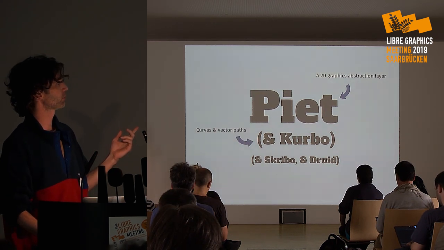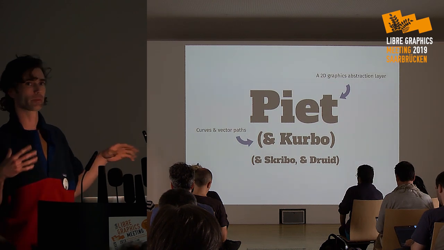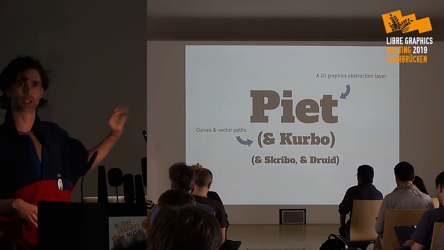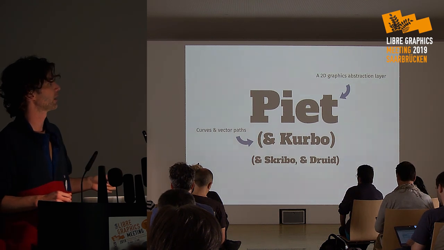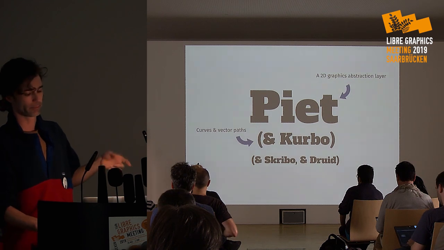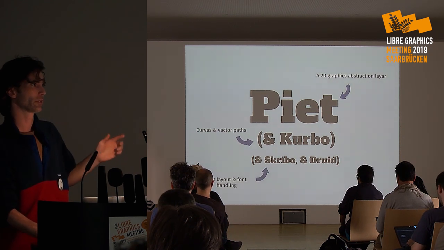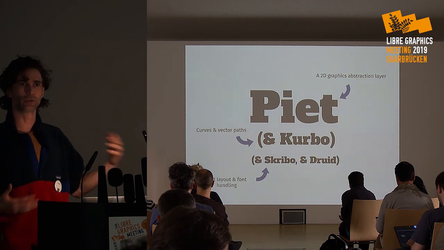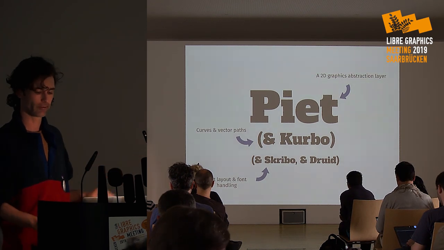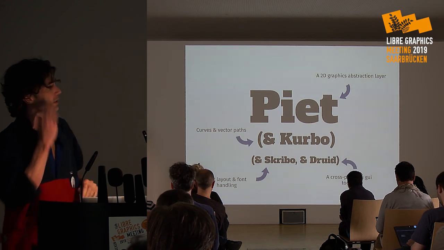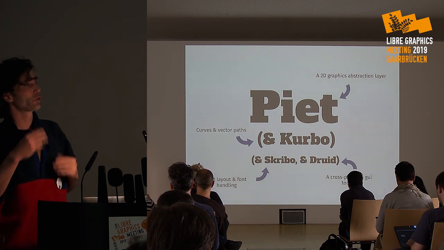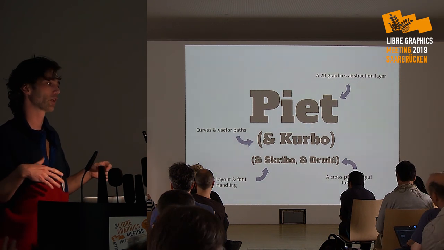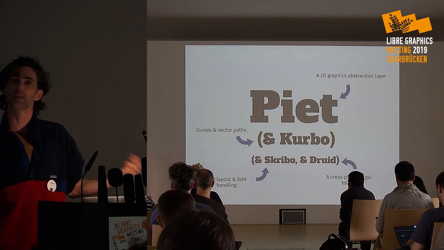Kurbo provides descriptions and implementations for shapes and vectors and curves. A lot of the definitions earlier, like that shape trait, are part of Kurbo, and it gets used by Piet. Scribo is for text layout and font resolution and kind of low level weedsy type stuff. And then Druid is a cross-platform GUI toolkit for doing application development.